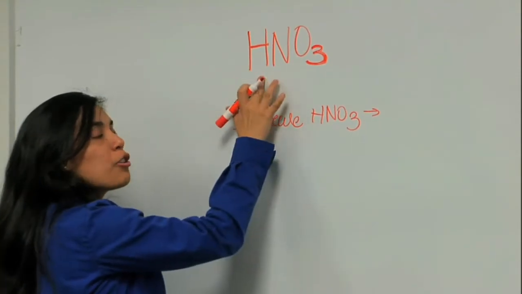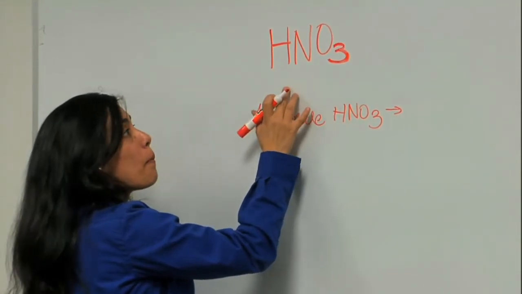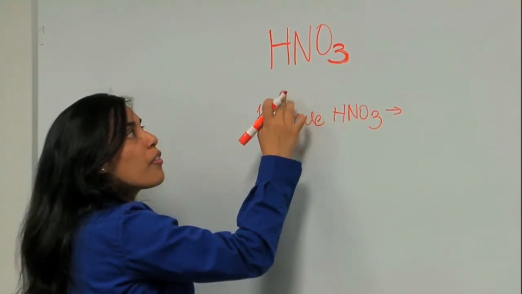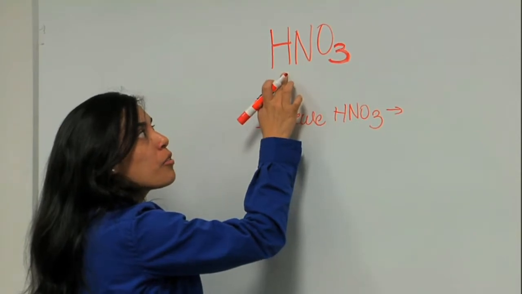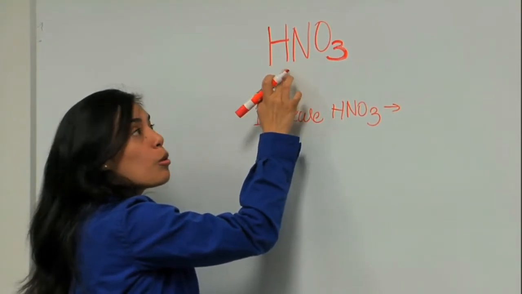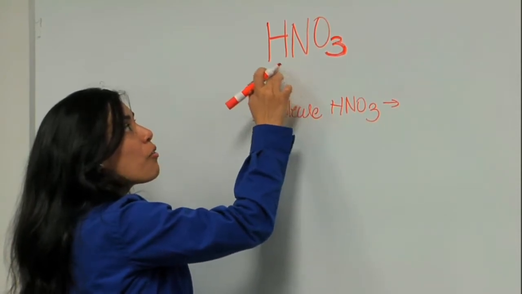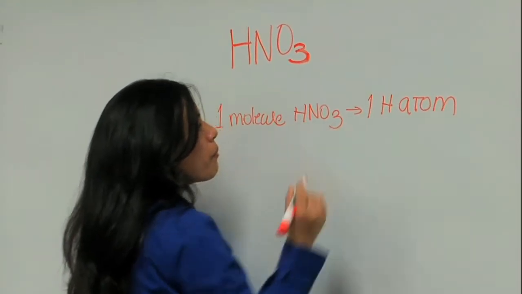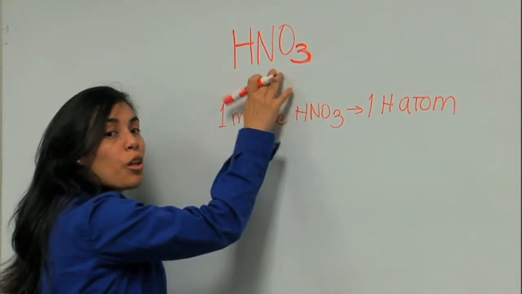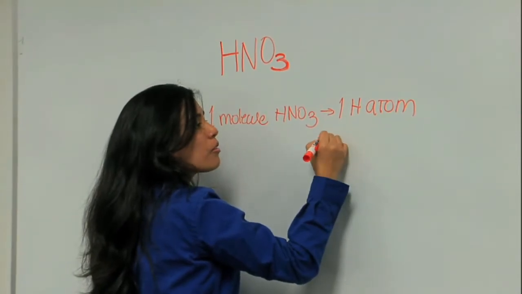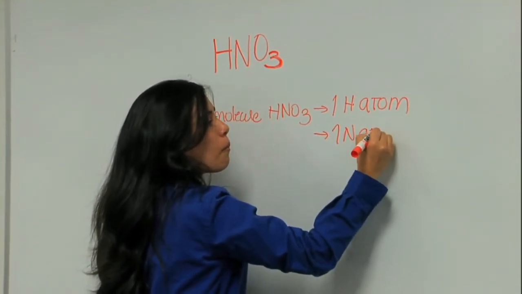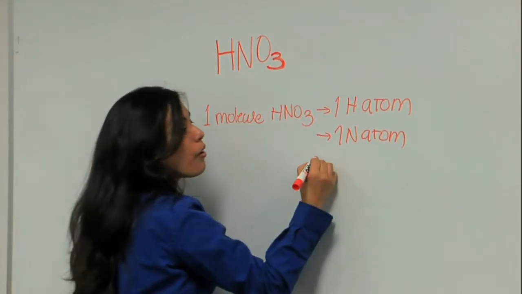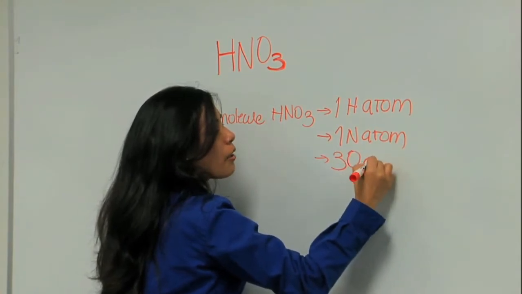I have hydrogen, nitrogen, and oxygen atoms, right? But remember that the subscript tells us how many atoms of each we have. So in the case of hydrogen, I have no subscript. No subscript means 1. So I have 1 hydrogen atom. What about nitrogen? No subscript again. That means I have 1 nitrogen atom. And for oxygen, I have 3 as a subscript, so I have 3 oxygen atoms.